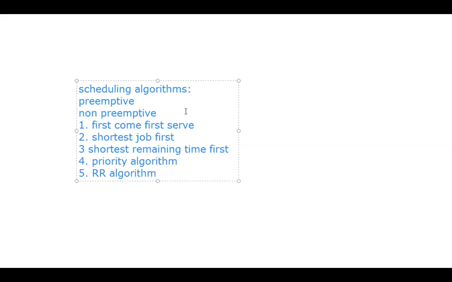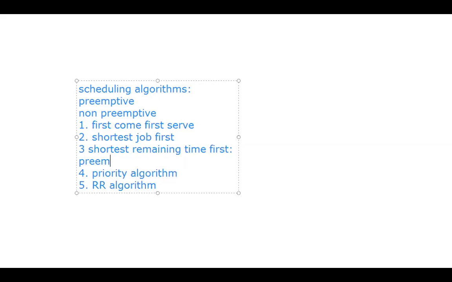So these are the 5 types of scheduling algorithms under the category preemptive and non-preemptive. Every algorithm can be preemptive as well as non-preemptive, except one or two algorithms. So first is first come first serve, second is shortest job first, shortest remaining time first, which is also called preemptive shortest job first. And next is priority algorithm, and next is RR, which stands for round robin algorithm.